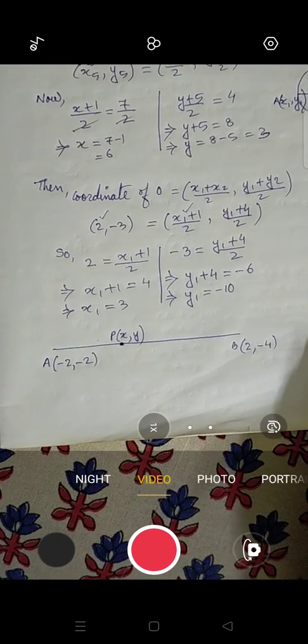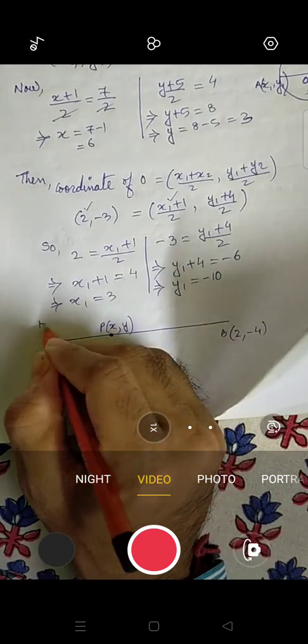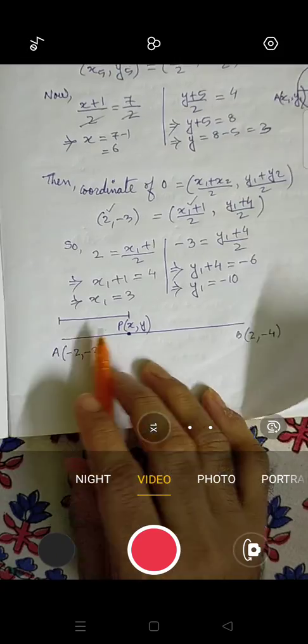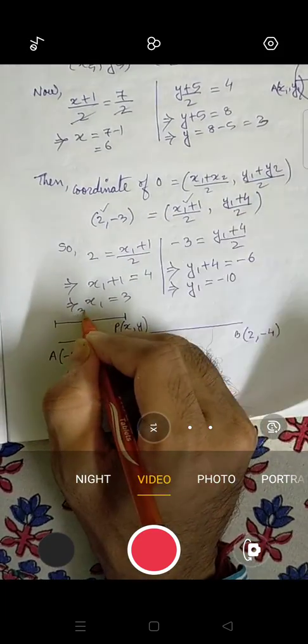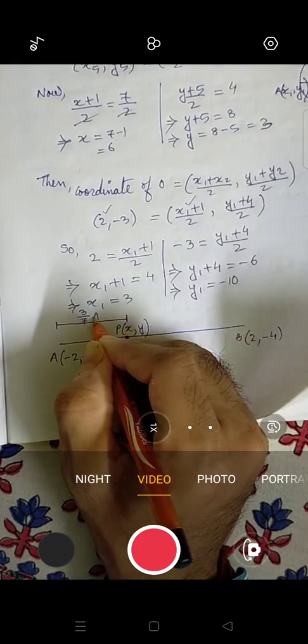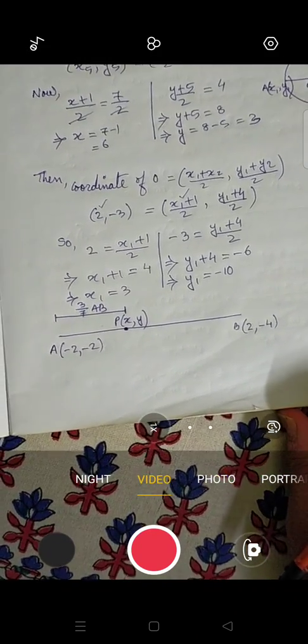Now in the question it is said that AP, from A to P, this value is how much? 3 by 7 of AB. Any doubt? No. So draw this diagram. Afterwards I'll tell you what to do.